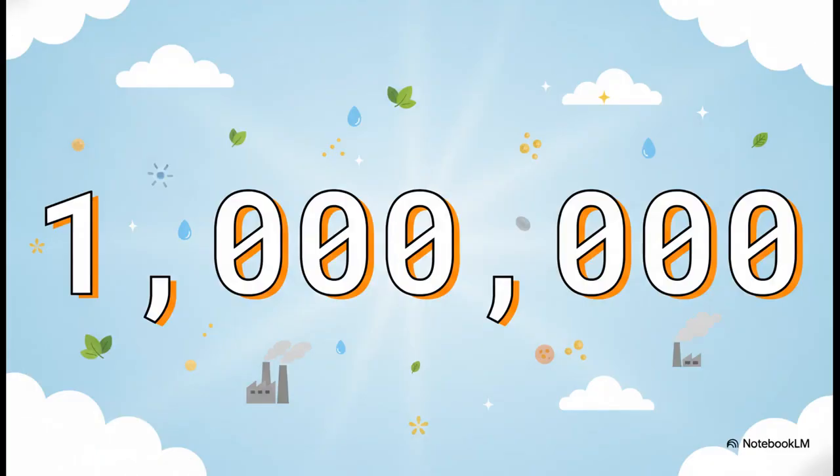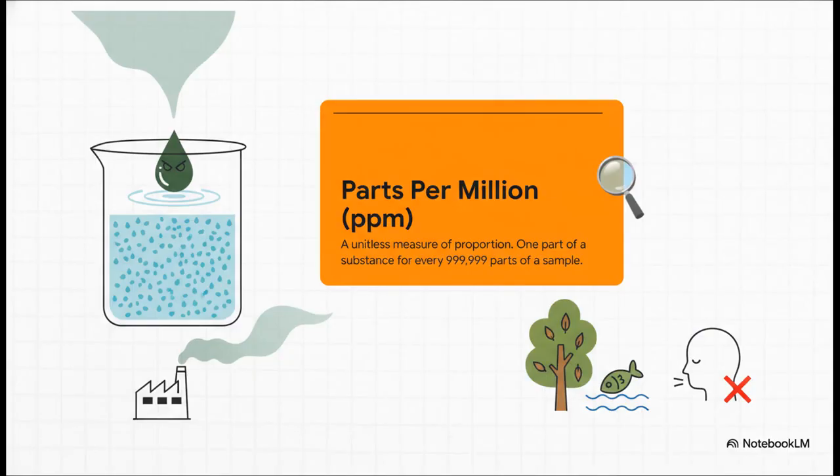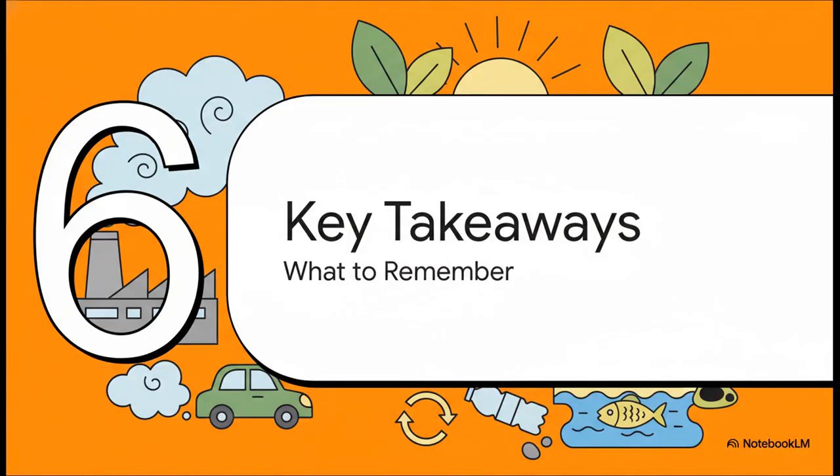So to really get a handle on how we measure these things, especially when they're in tiny, tiny amounts, let's start with this number, 1 million. This leads us to the standard unit of measurement here, parts per million, or ppm. Just imagine one single drop of gasoline in a bucket with 999,999 drops of water. That single drop is 1 part per million. It sounds like an unbelievably small amount, right? But for many toxic chemicals, a concentration of just a few parts per million is more than enough to cause serious, serious harm.